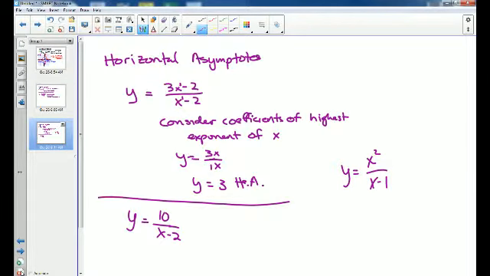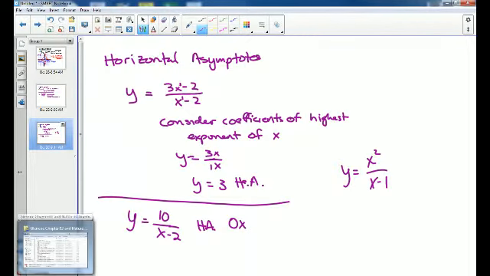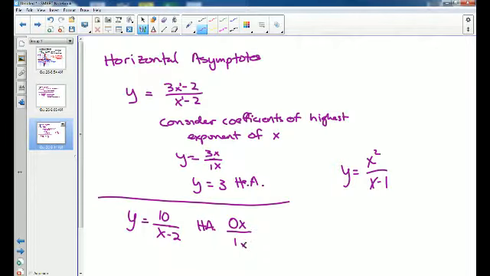What's the highest exponent here? X to the 0 power. There's no x, right? So the horizontal asymptote, there are 0 x's over 1x, which is 0, correct?